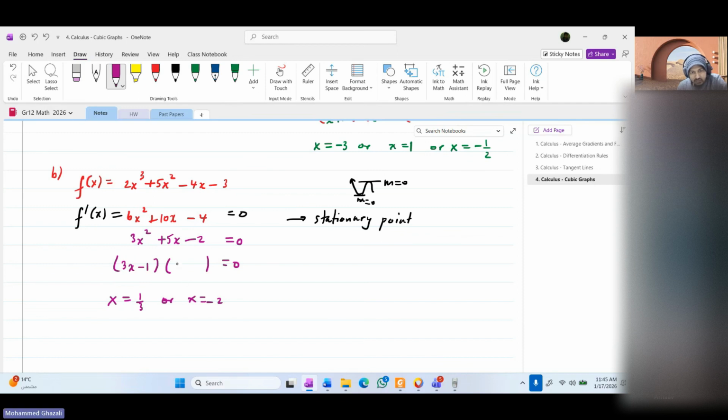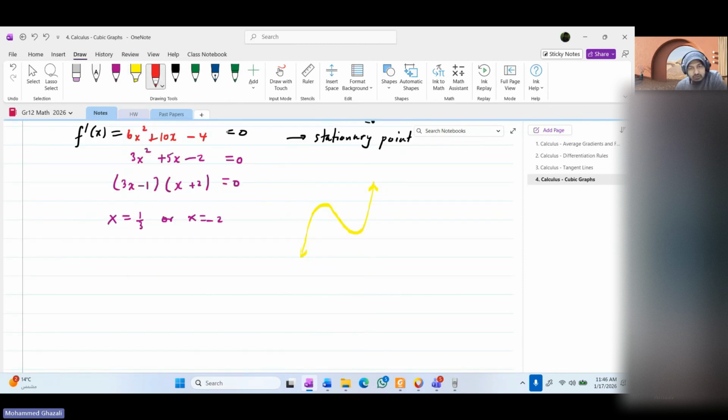And take this minus 2 over, that will become x plus 2. So now we have 1/3 and negative 2. Right, now if you think about the shape of the graph, where should 1/3 be and where should negative 2 be? So obviously negative 2 should be on this side, right? And where should 1/3 be? 1/3 should be on the right of negative 2. So that should be 1/3.